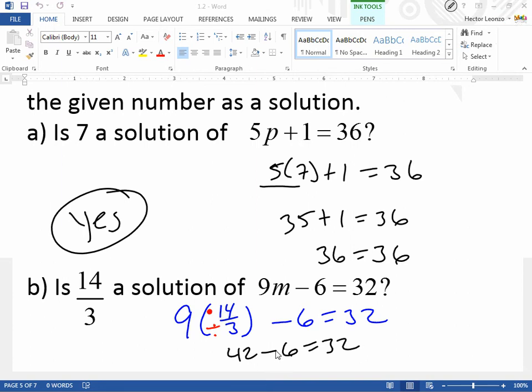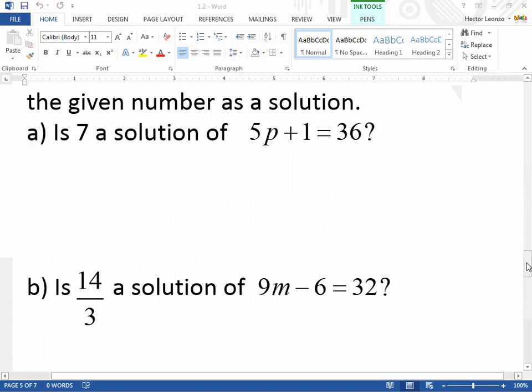See, 42 minus 6, I know that's 36. So I'm asked, is 36 equal to 32? In this case, I'm going to say no, it's not a solution. So if you get a true statement, 36 equals 36, you get the same number on both sides, then yes, it is a solution. If you get two different numbers, like at the bottom I have 36 equals 32, then no, it's not a solution.